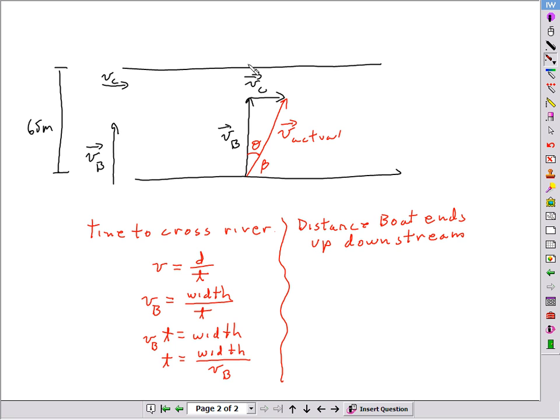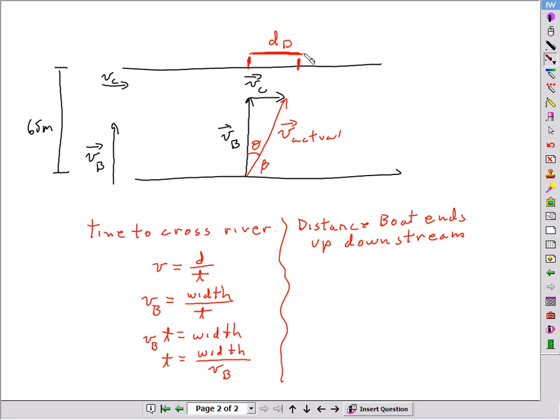Now, by the distance the boat ends up downstream, if he's heading right here, you can see that this path is going to take him here. So this would be the distance that I'm looking for right here: the distance off of straight across to where he actually ends up. And so this would be my distance, and I'll just say D for downstream.